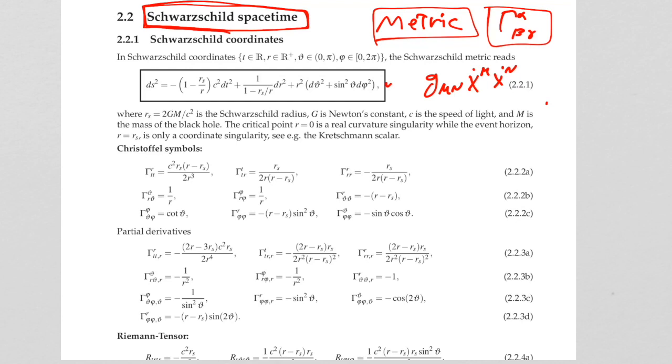And so we know that for G00, I would need an X0 dot, X0 dot here. And so that's what that is. So we know that that is the G00 term. Likewise, we know that this is the G11 term. And then we also know that R squared is the G22 term, and then R squared sine squared theta will be the G33 term.